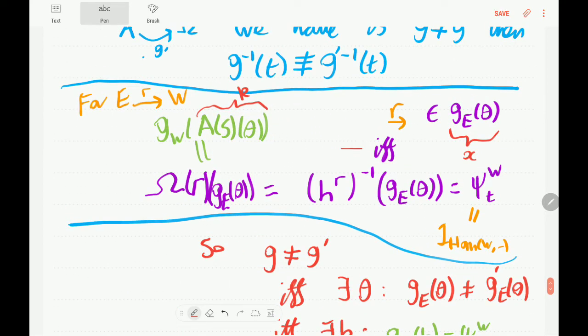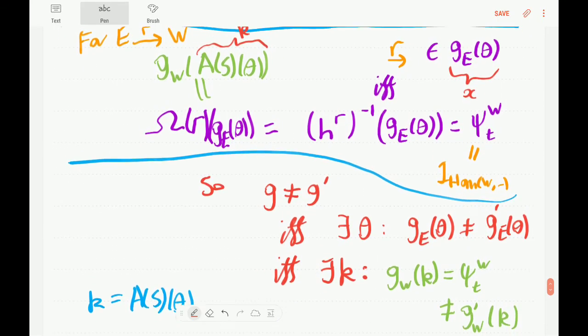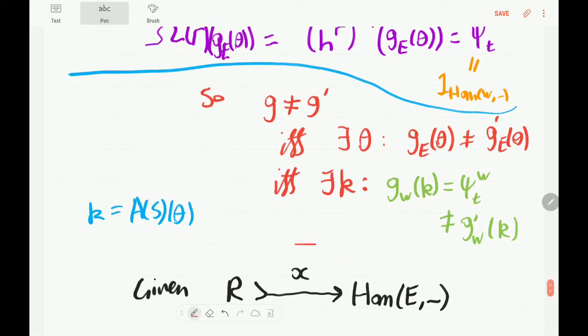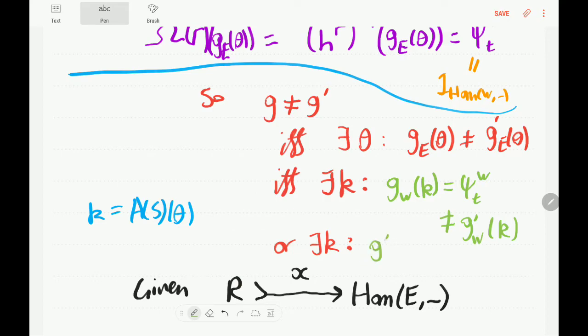So again, this sort of if and only if argument would say that in that case, this won't be equal to this kind of maximal subobject thing. Or alternatively, there exists a k such that g dash w of k is psi w of t, but that's not equal to g w of k. So this is the alternative case.